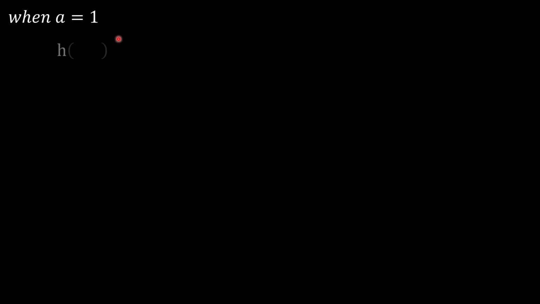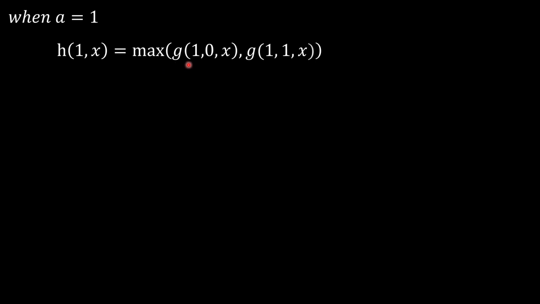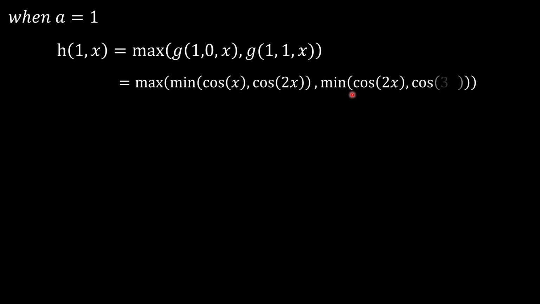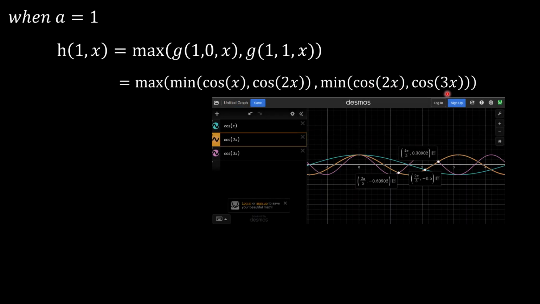When a equals 1, that means h1(x) is the maximum between g10(x) and g11(x). What is g10(x)? g10(x) is the minimum between cosine x and cosine 2x. And g11(x) is the minimum between cosine 2x and cosine 3x. So we have to plot this out. Cosine x is the blue, cosine 2x is the orangish, and cosine 3x is the purple.